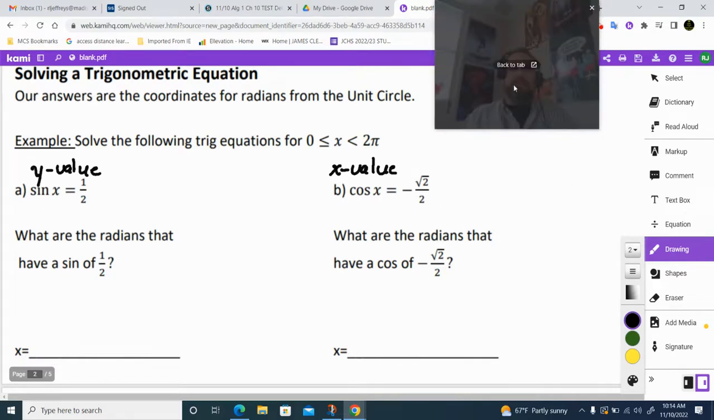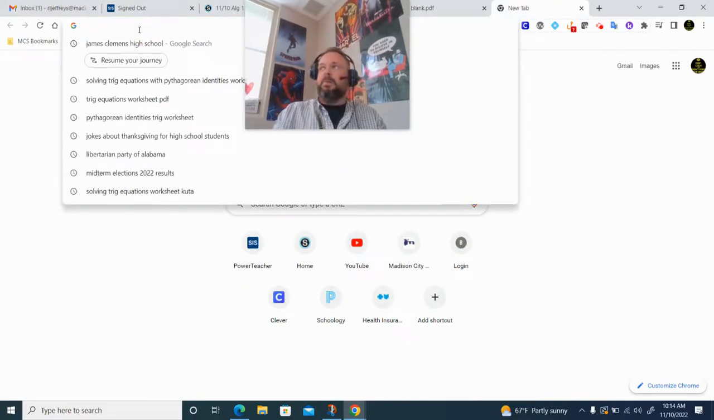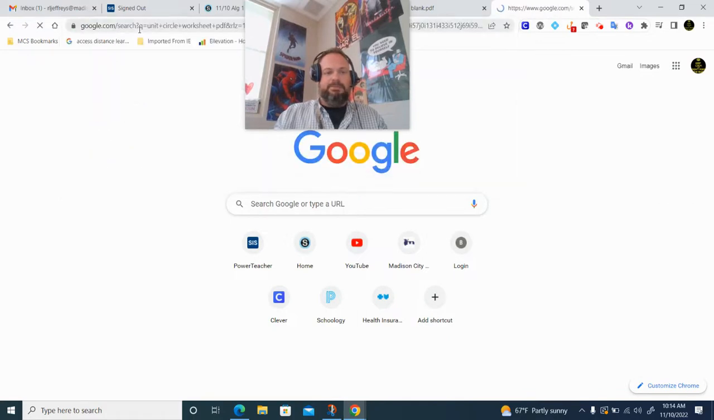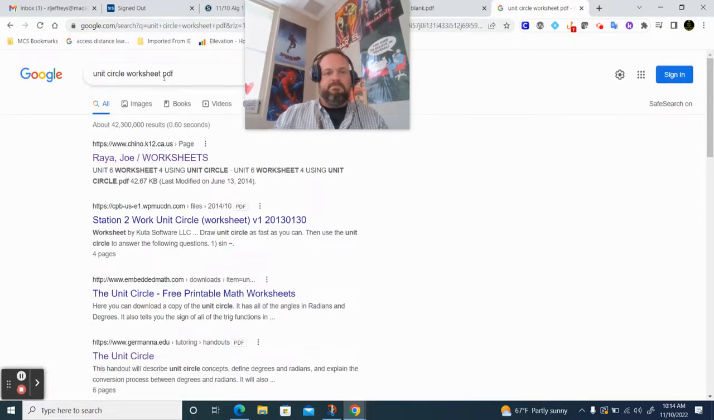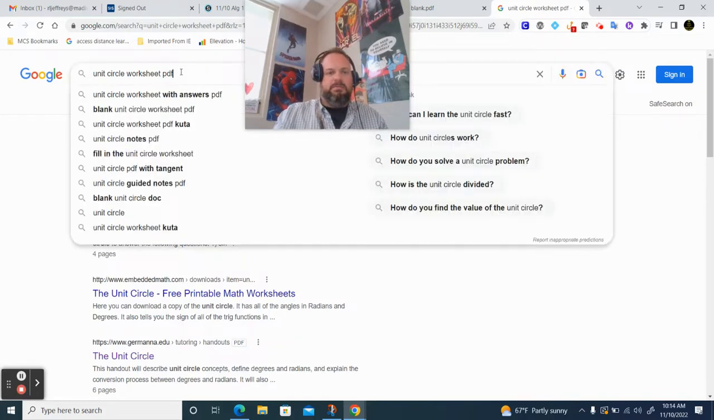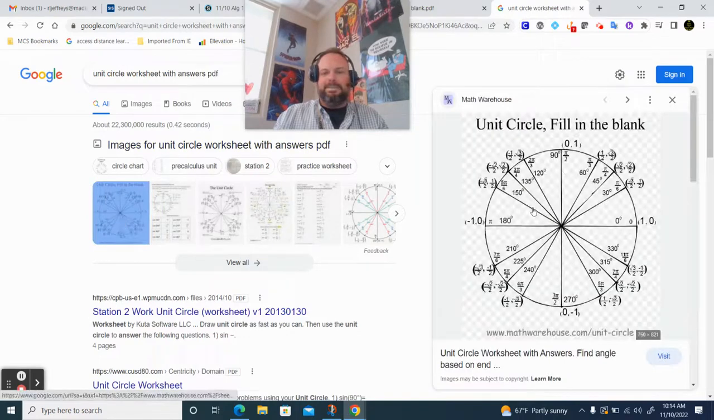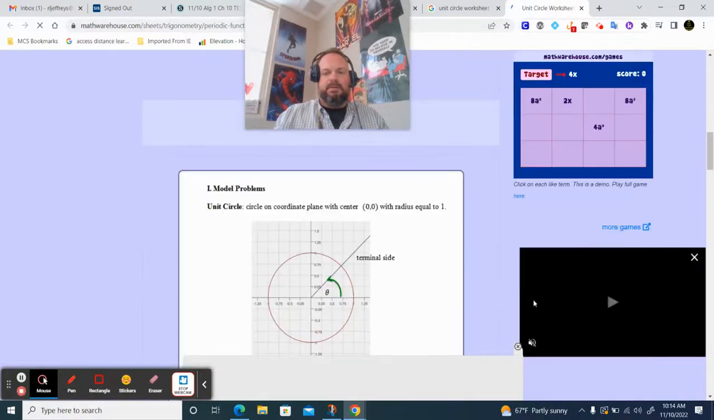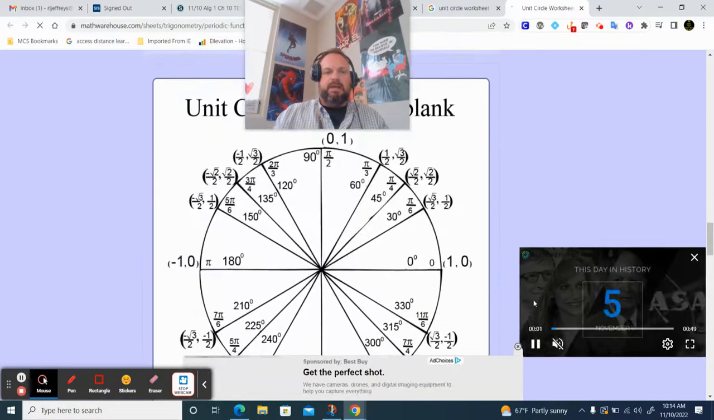Well, since I don't see any pink sheets with people's unit circles out there. Oh, got one. That's still a pink sheet. No, I'm okay. There we go.